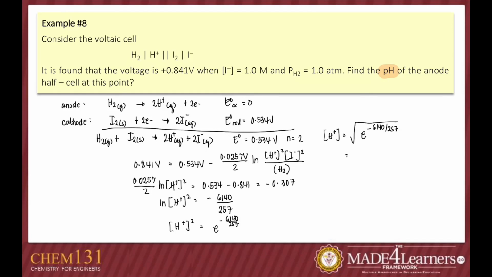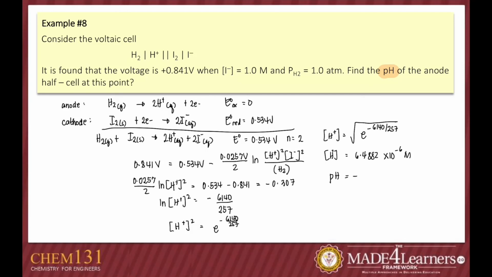So the hydrogen ion concentration, therefore, is 6.4882 times 10 to the negative 6 molar. So that's the hydrogen ion concentration. But we're not looking for that. We're looking for the pH.